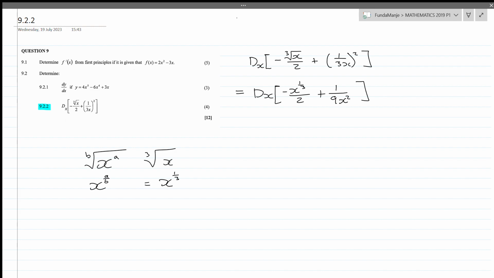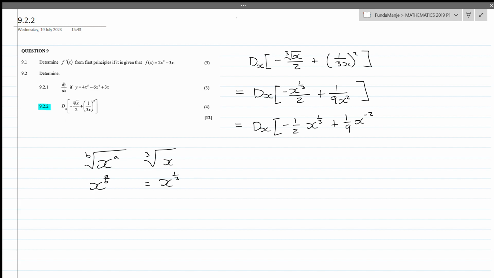But how do I do that while conserving this expression? So on my next step, differentiating x, I'm going to write this as minus 1 over 2 multiplied by x to the power of 1 over 3. This helps to differentiate our coefficient and our variable that we need to differentiate. So that is that, plus 1 over 9 multiplied by x to the power of negative 2.